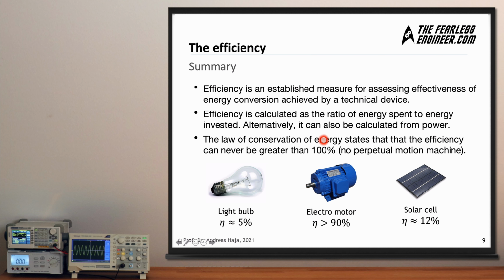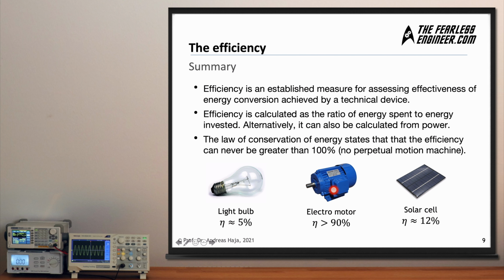And thirdly, lastly, the law of conservation of energy states that the efficiency can never be greater than 100%. There are no perpetual motion machines, and even achieving 100% in practice is not possible. We will always be below 100%.